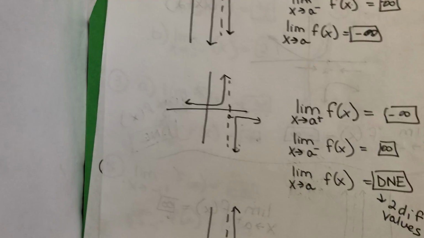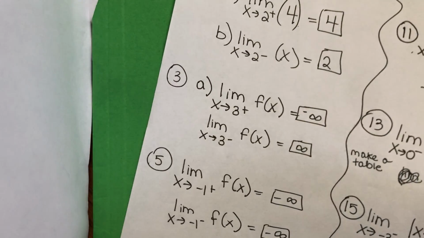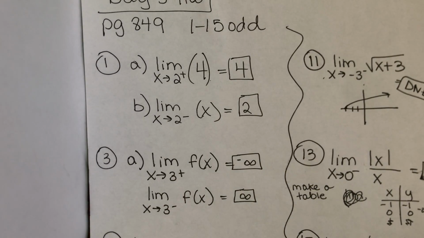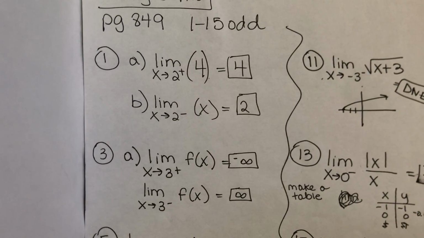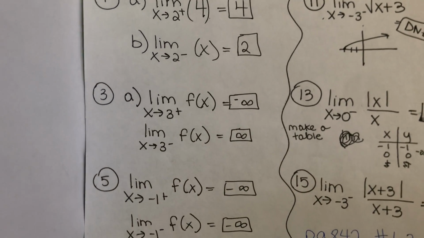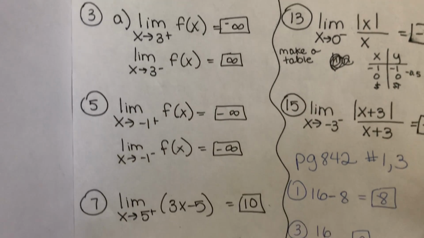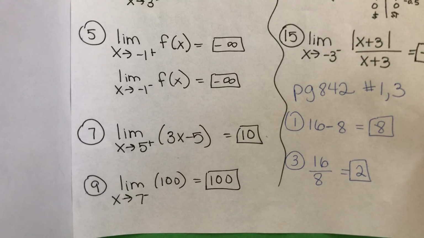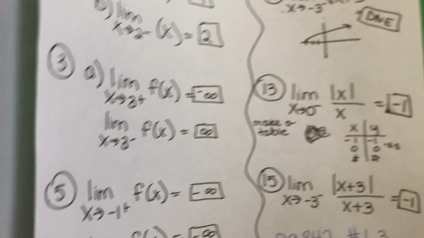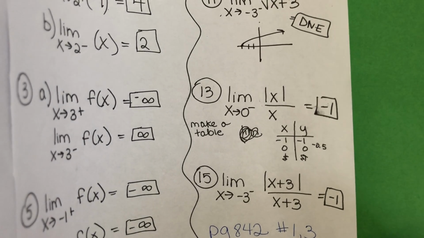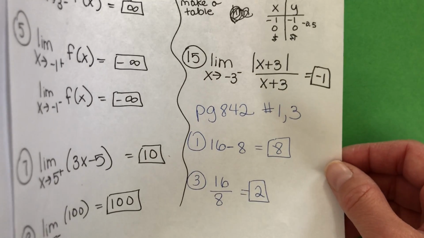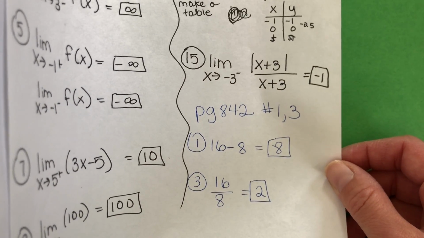If you would like some more examples on this, your textbook, page 849, 1 through 15 odd, can help you out there. Actually, I suppose I can even just run this through and let you see the answer key. There's the last ones. And then page 842, 1 and 3, I also have other questions in there.